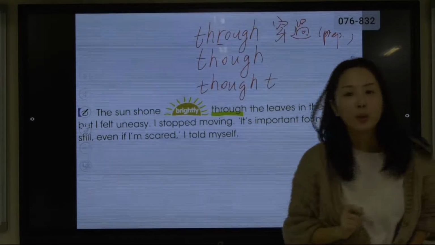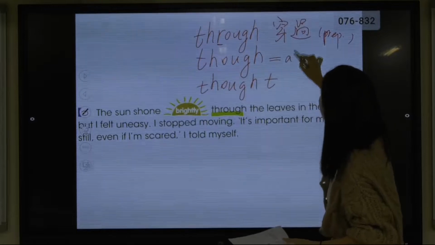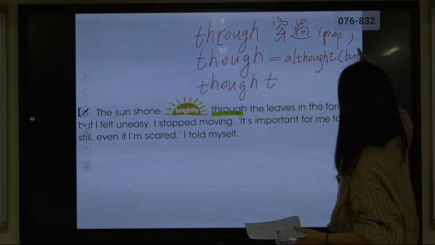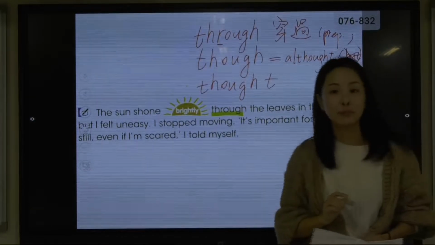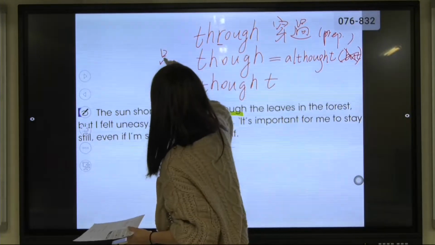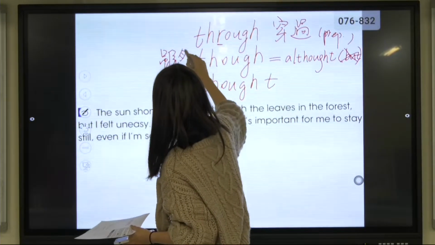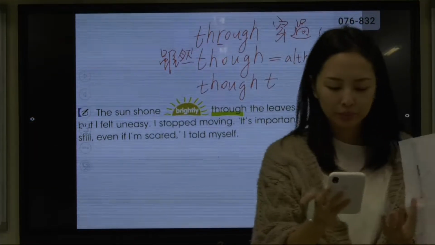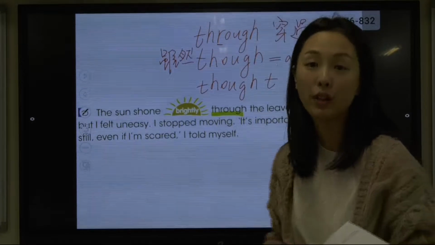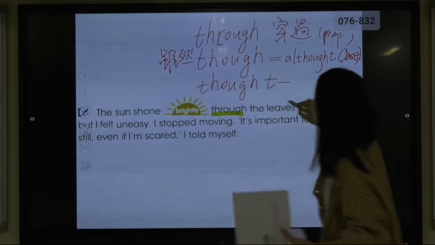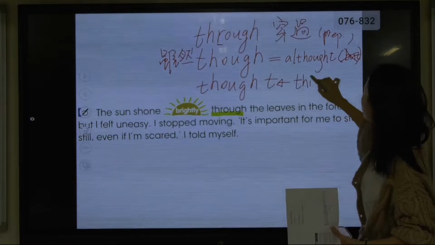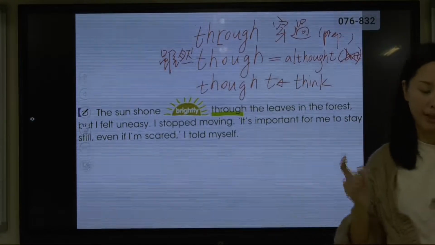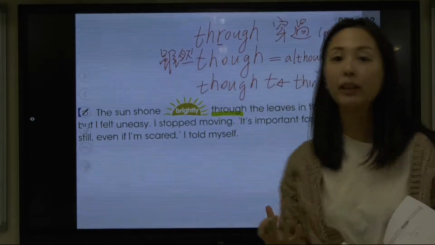And then, though, it means although. You should not use with but. 雖然, okay, without but. And then thought. Does anyone know what is thought? What is thought? It is the past tense of think. Okay, so these three words look very similar, but we have to know the meaning, okay?